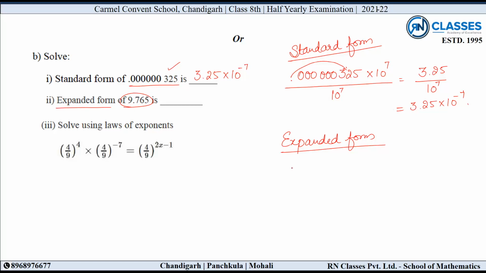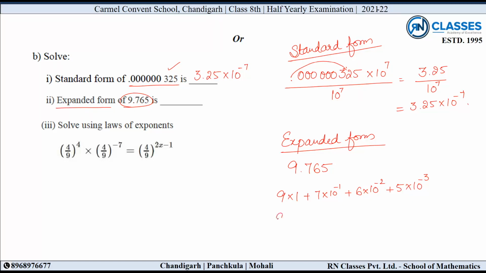This is expanded form. So 9.765 in expanded form, right? So 9 into 1 plus 7 into 10 raised to the power minus 1 plus 6 into 10 raised to the power minus 2 plus 5 into 10 raised to the power minus 3. Point के बाद सारी terms, right?